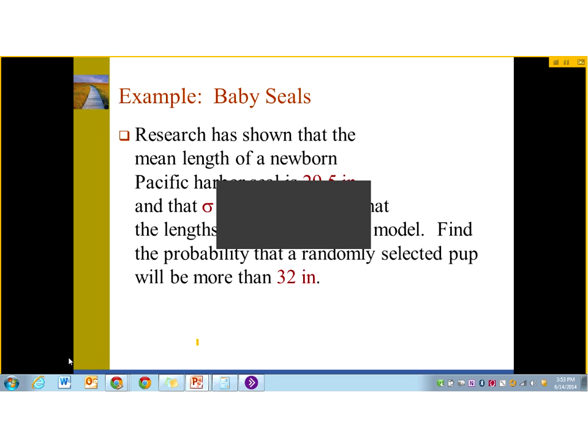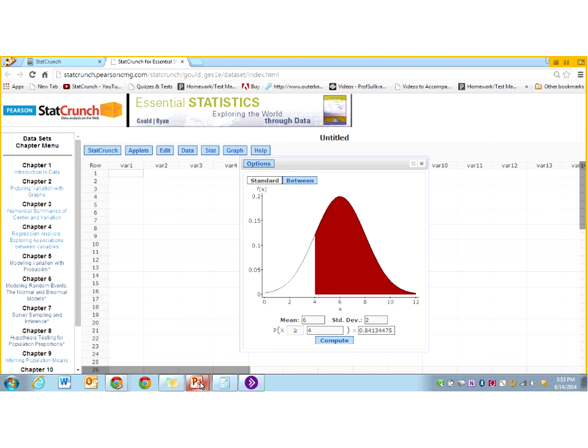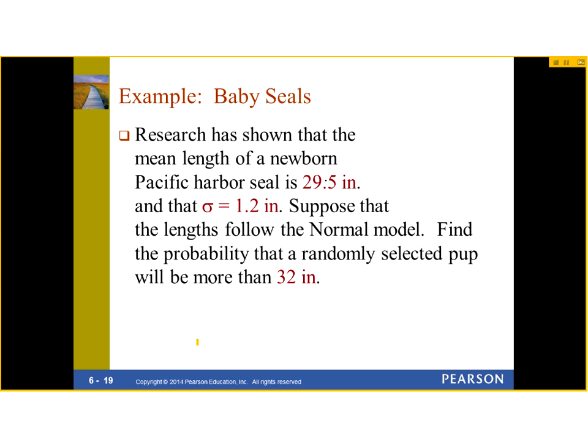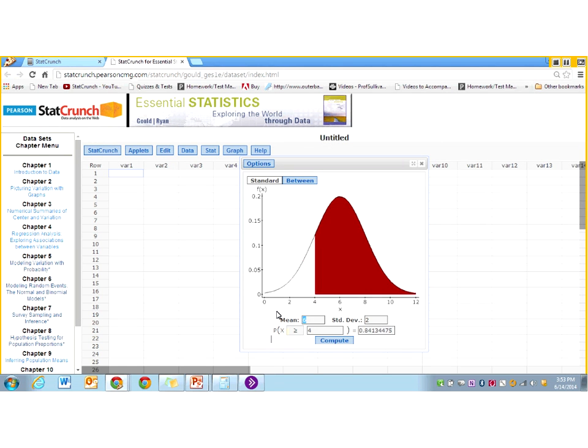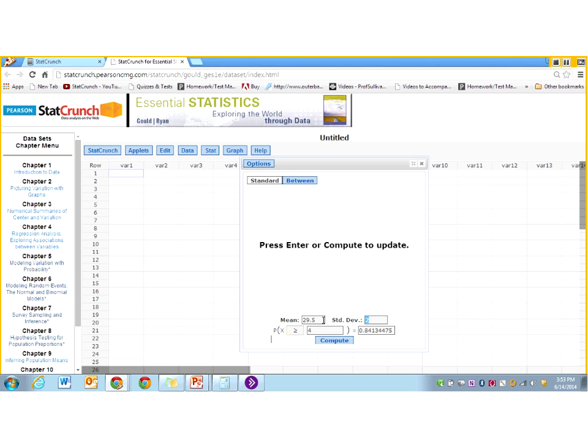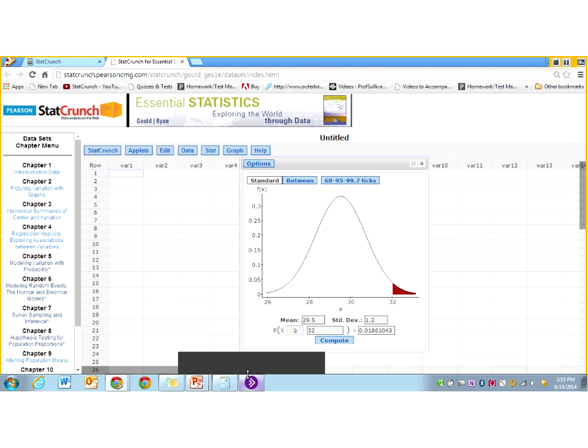So if we go back to StatCrunch, 29.5 and 1.2. Our mean is 29.5. Our standard deviation is 1.2, and I want to find the probability that x is greater than or equal to 32. Compute. Now, what did I do wrong? If I had drawn my sketch, I would have known that I wanted the probability that it's greater than or equal to 32. And hit compute. Okay, and that's 0.0186.